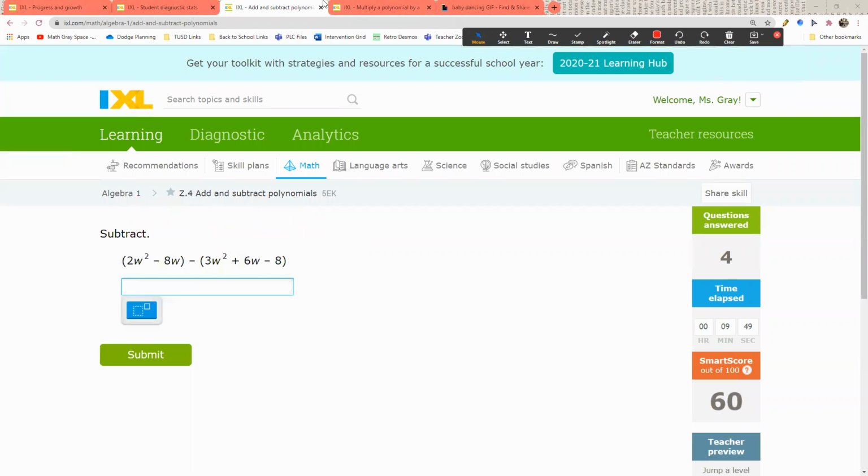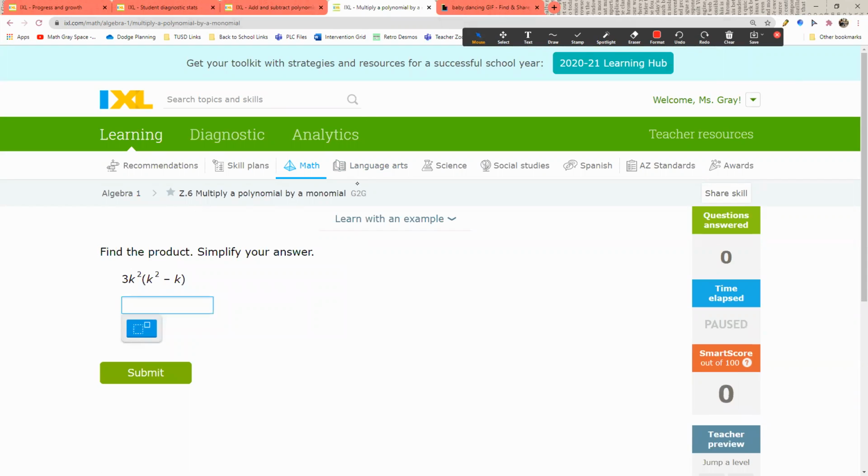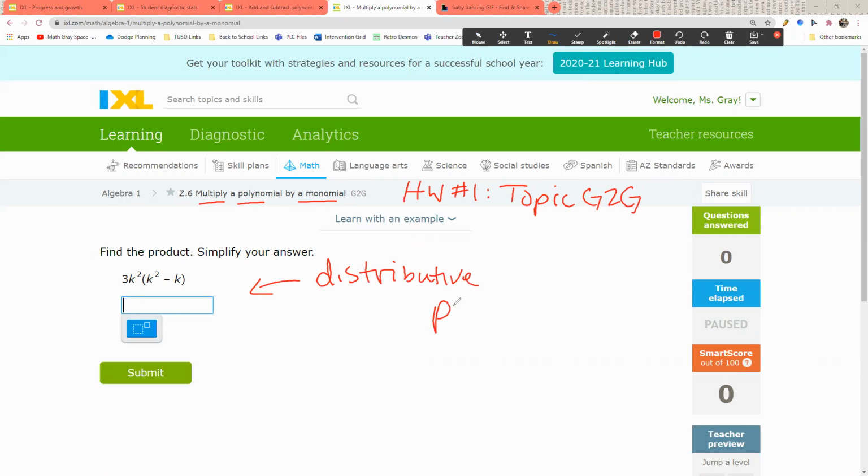All right. Moving forward, the other topic that we need to talk about for this week's homework, homework number 1, is G to G, which really is, it says here, multiplying a polynomial by a monomial. So monomial is one term and a polynomial is more than one term. And if you look at this, hopefully you can tell this is the same as what you have called distributive property.